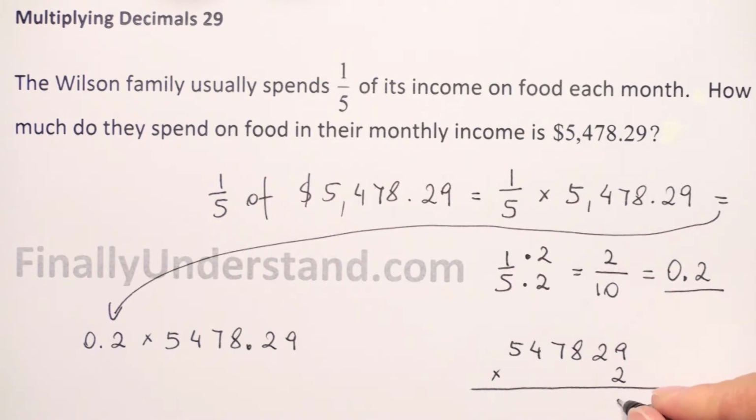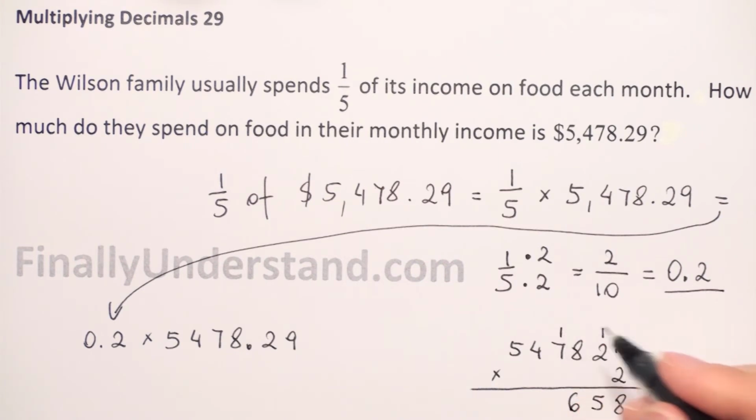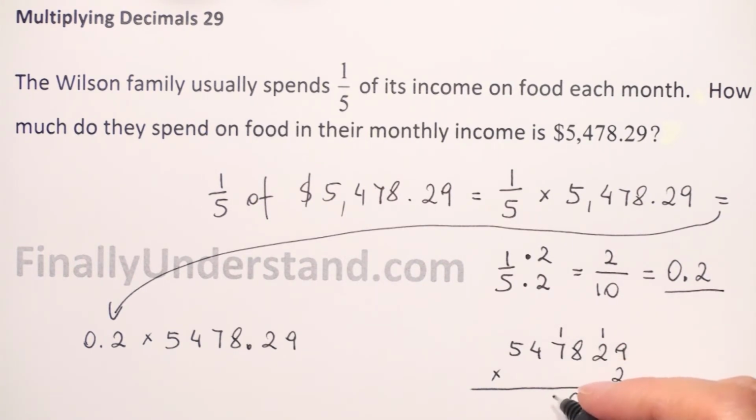2 times 9 is 18, so we have 8 and we add 1 to the next column. 2 times 2 is 4 plus 1 is 5. 2 times 8 is 16, so we have 6 and we add 1 to the next column. 2 times 7 is 14 plus 1 is 15, so we have 5 and we add 1 to the next column. 2 times 4 is 8 plus 1 is 9. 2 times 5 is 10.